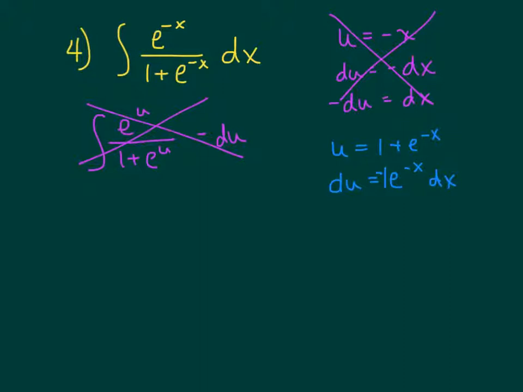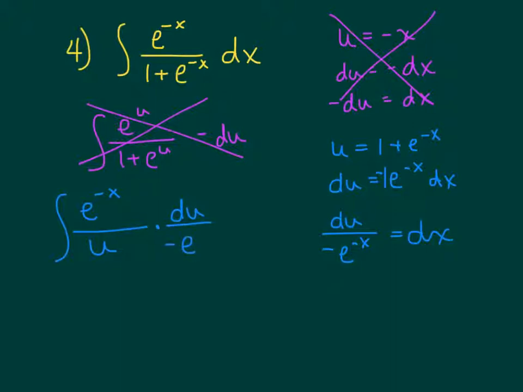So I'd have du divided by negative e to the negative x equals dx. All right, so now let's try to replace things and see if this will help us out. So if I have the integral of e to the negative x over u, and in place of dx, I have du divided by negative e to the negative x. All right, I can see already that this is definitely going to help.